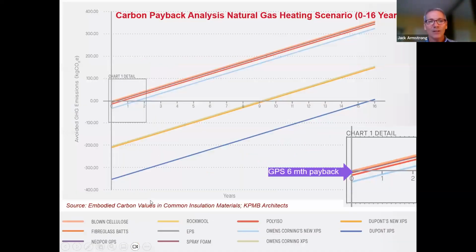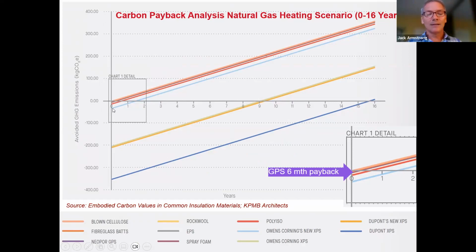So as we go to say, well, why does that really matter, Jack? If we ran a life cycle analysis, and here you can see carbon payback analysis of heating a building with natural gas from 0 years to 16 years. And so the idea is to say, on this vertical y-axis here, this is the amount of carbon we're starting with our insulation on this particular building.